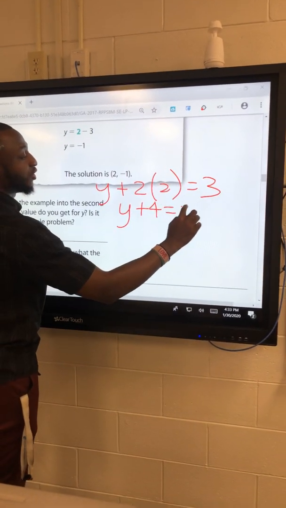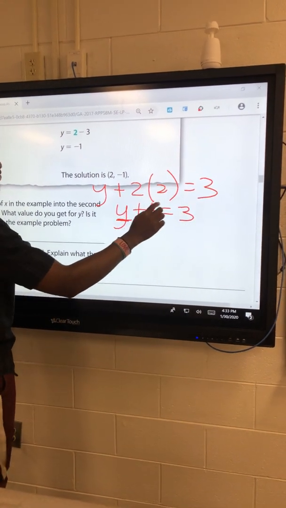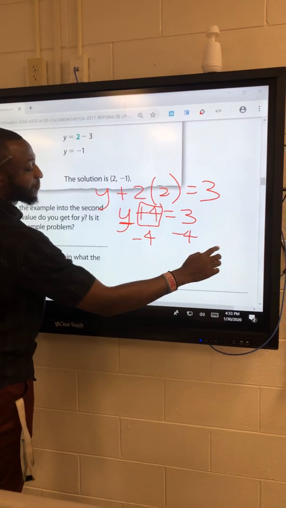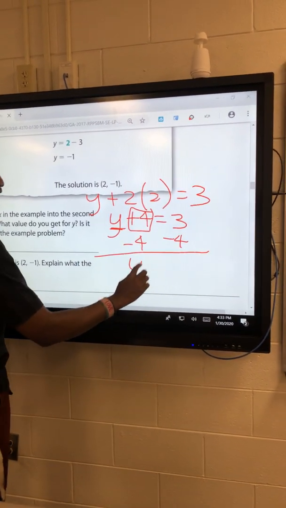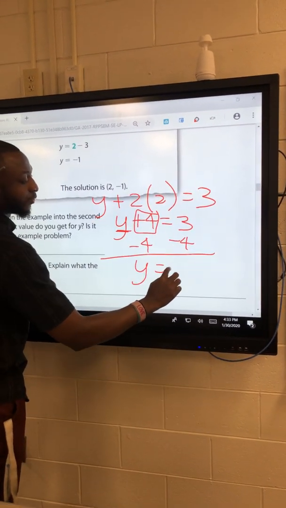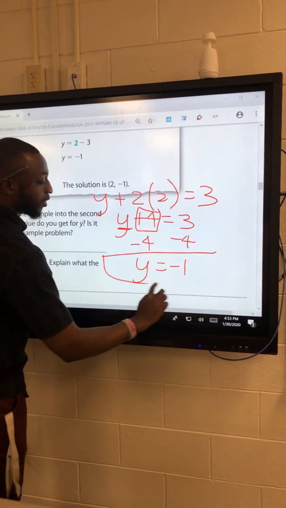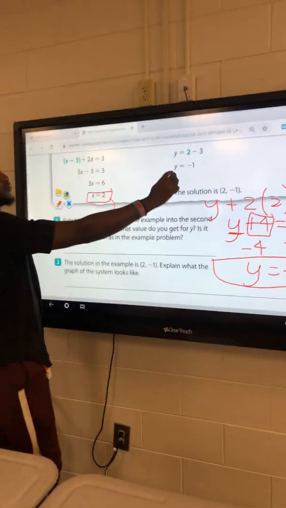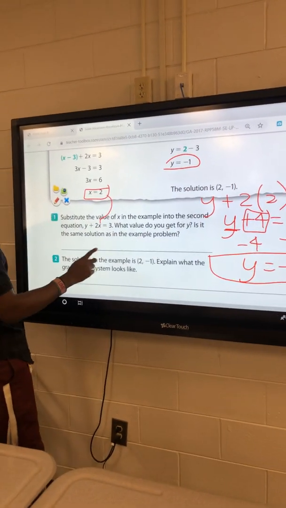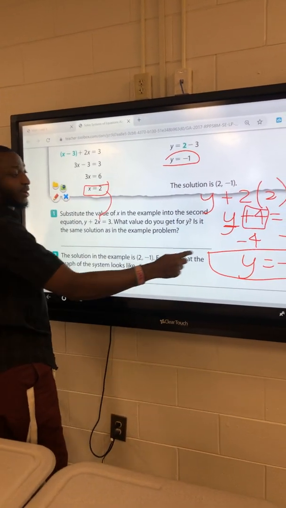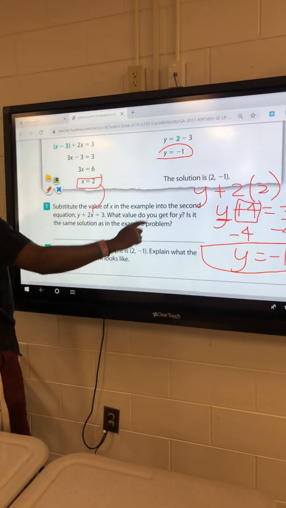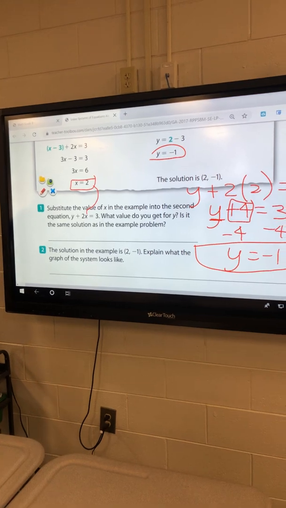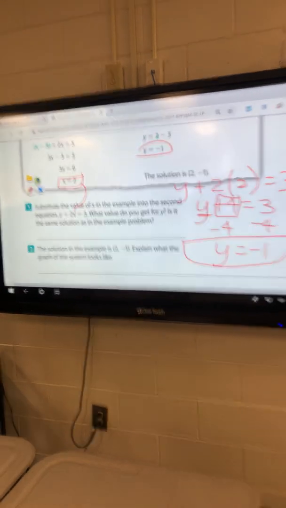y plus 4 equals 3. I'm solving for y, so I need to get rid of this positive 4 by subtracting 4. So I get y equals 3 minus 4, which is negative 1. So my y is negative 1. It says, is that the same as the solution? Yes. What is the value you get for y? Negative 1. Is it the same as this example problem? Yes. So you tell them you get negative 1. And that's it for number 1.